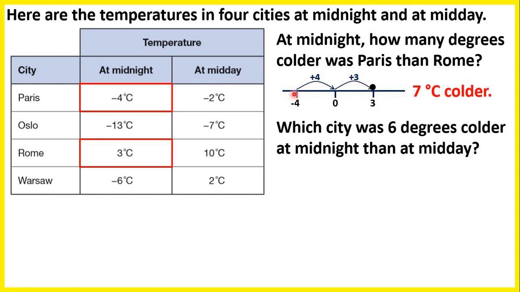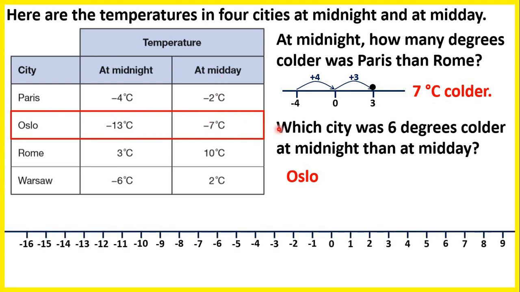So that means the temperature in Paris, -4 degrees, is 7 degrees colder than the temperature in Rome, 3 degrees. Now, which city was 6 degrees colder at midnight than at midday? Well, that's Oslo, because if we look at Oslo, we can see that it was -13 at midnight and -7 at midday. And that's a difference of 6 degrees, because to get from -13 to -7 on a number line, we need to add 6.